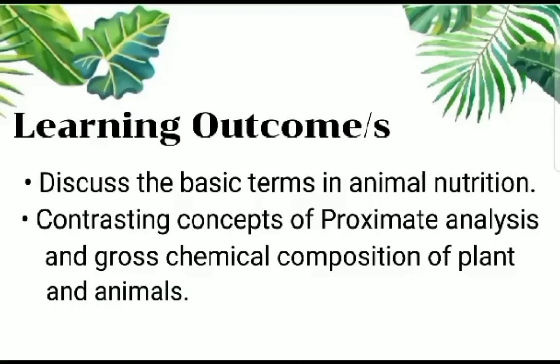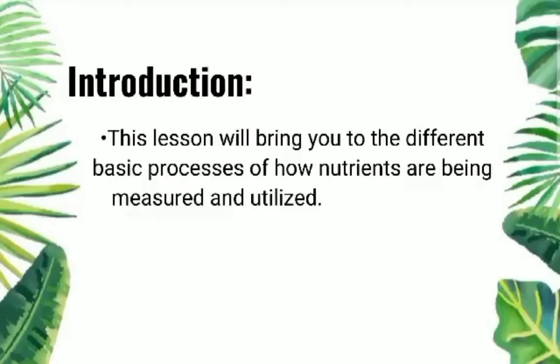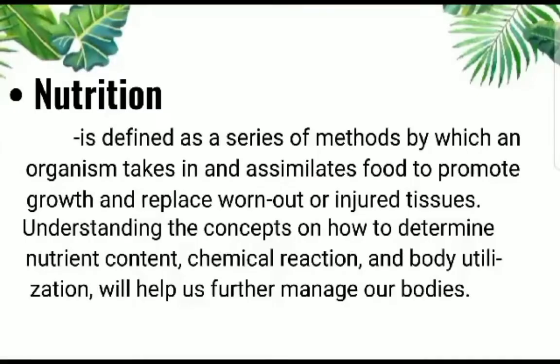The learning outcomes are to discuss the basic terms in animal nutrition and to contrast the concepts of proximate analysis and gross chemical composition of plant and animal. Introduction. This lesson will bring you to the different basic processes of how nutrients are measured and utilized. Nutrition is defined as a series of methods by which an organism takes in and assimilates food to promote growth and replace worn out or injured tissues. Understanding the concepts on how to determine nutrient content, chemical reaction, and body utilization will help us further manage our bodies.